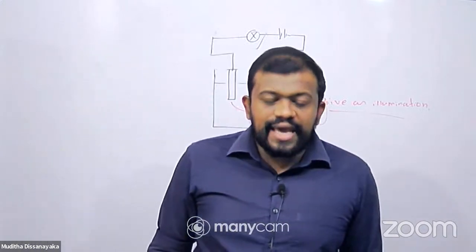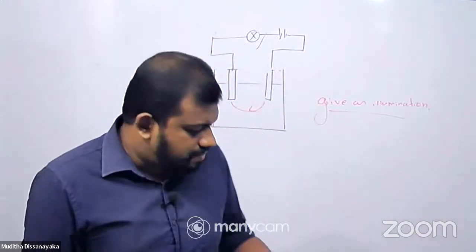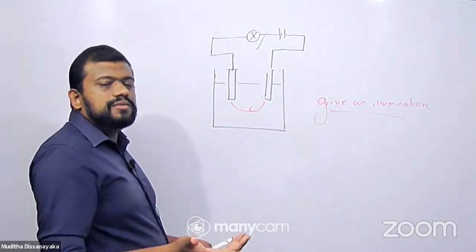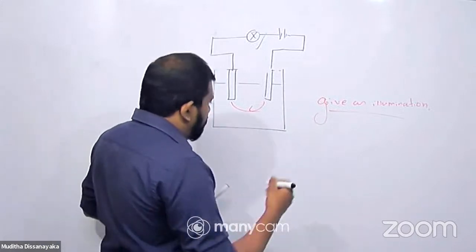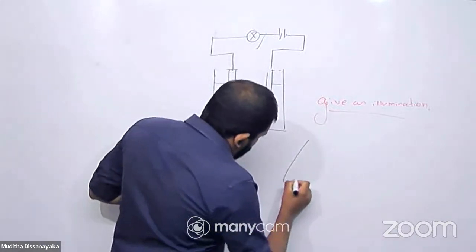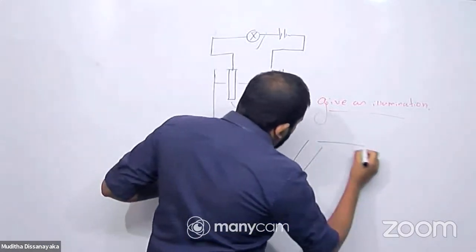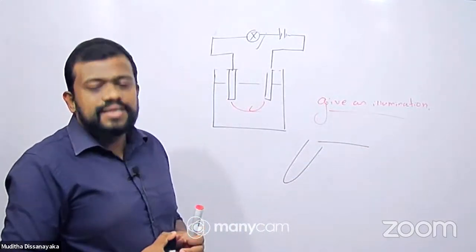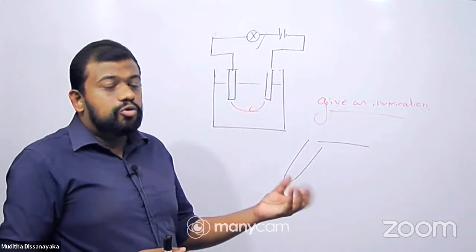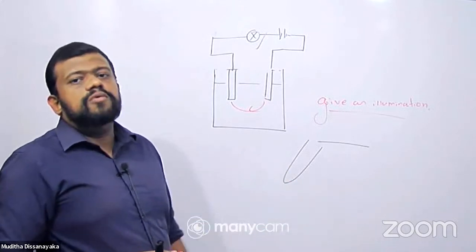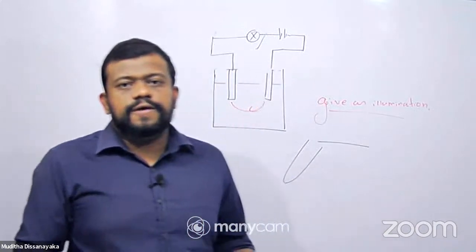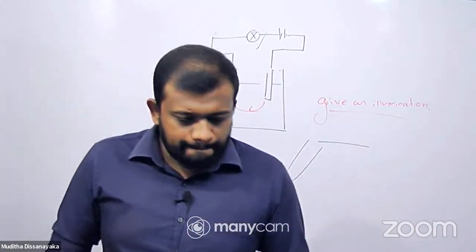How can we identify the gas B? We should slowly remove the test tube from this setup and hold a glowing splinter here. Then you can hear a pop sound. It burns with a pop sound. That is how to identify.